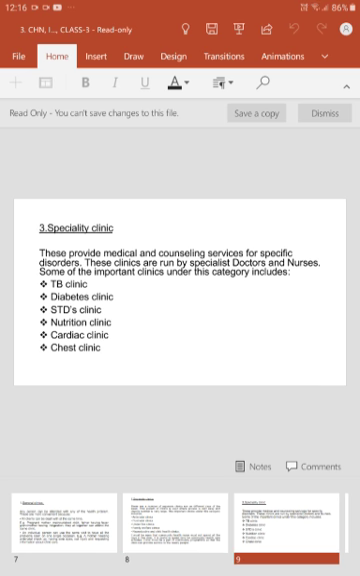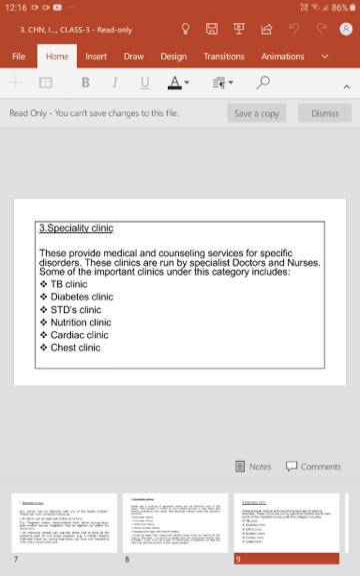Then the third one is specialty clinics, only for different conditions. For example, related to cardiac problems, a cardiac clinic will be there, and we can give the particular treatment to the person. Top to bottom we can assess the person and give prior care, better than in a general clinic. So we give appropriate treatment on the specialty clinic side.